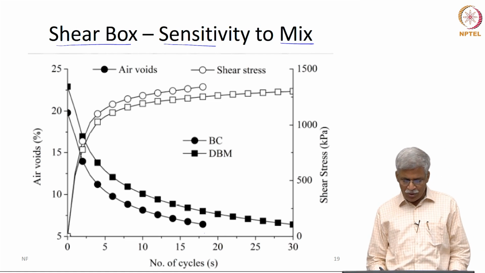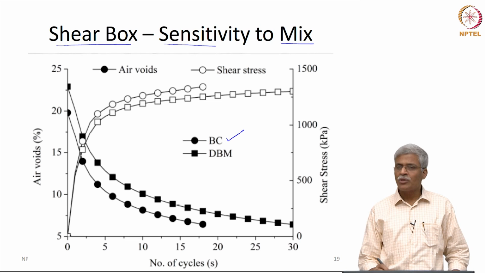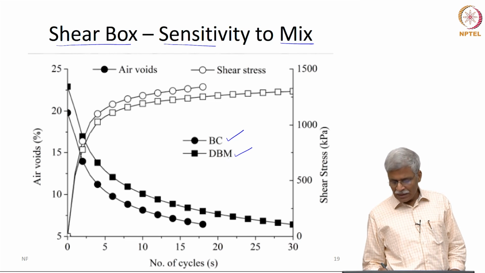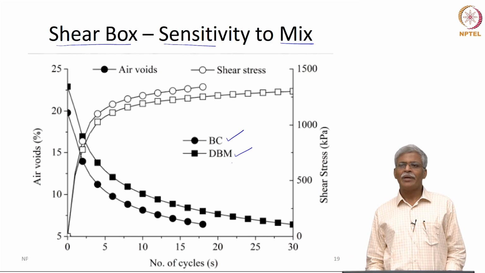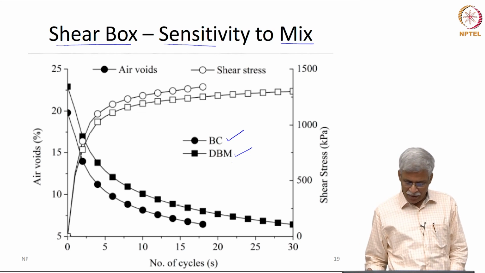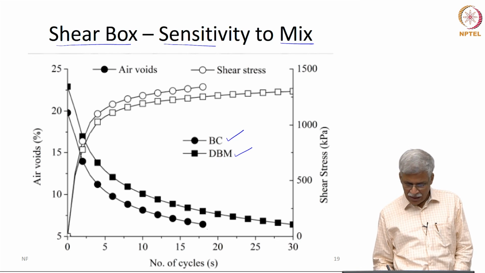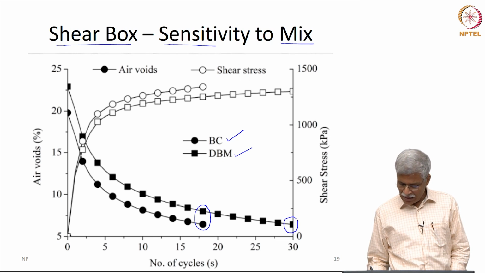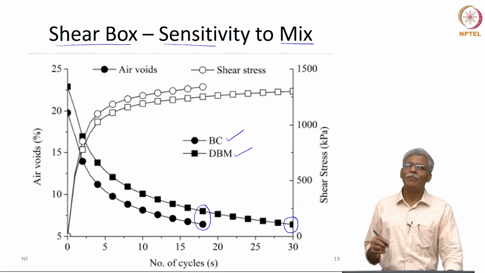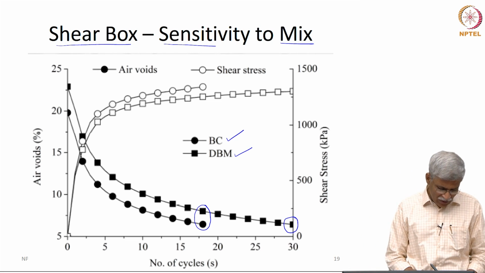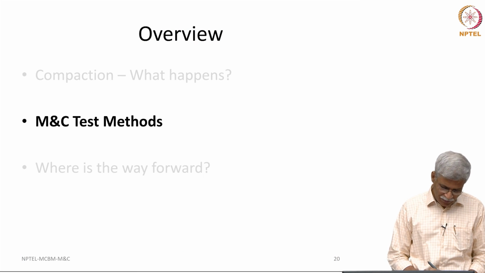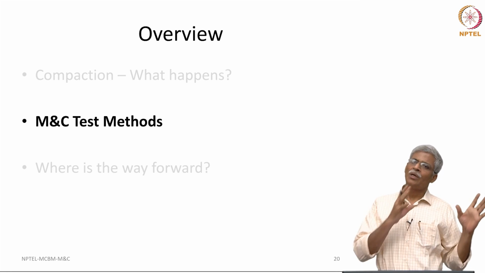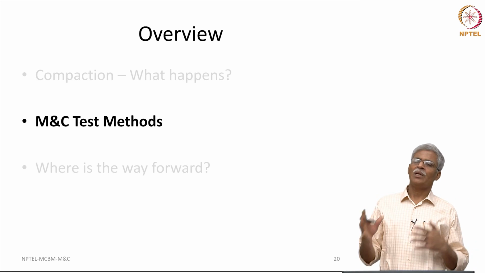For instance, what you see here is a typical bituminous concrete mix and a dense bituminous macadam. The dense bituminous macadam has slightly lesser binder content and more coarser aggregate compared to the bituminous concrete, and you can actually see that the number of cycles needed to reach a targeted density is sensitive here. We have not been able to capture that kind of sensitivity as far as the gyratory compactor is concerned. Okay, so this is what I really wanted to say about field compaction as well as laboratory compaction.